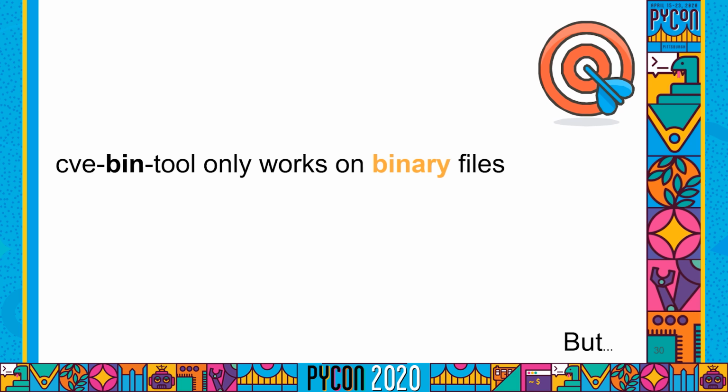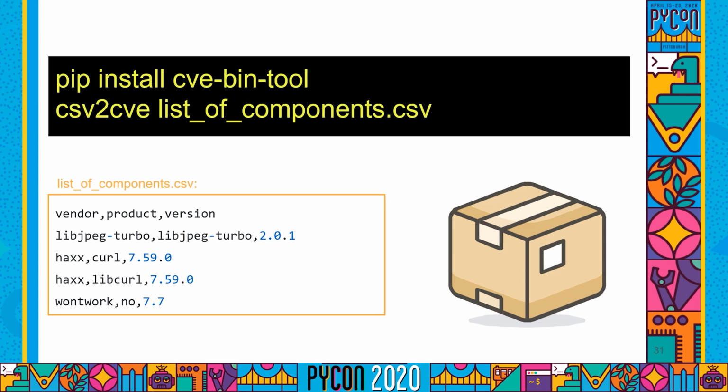But since we have this parsed database of vulnerabilities already, we might as well build a tool to help you with that. When you install the CVE binary tool, you also get a utility called CSV to CVE, which you can use against a list of known components. The CSV part refers to the comma delimited format that they're expected in.